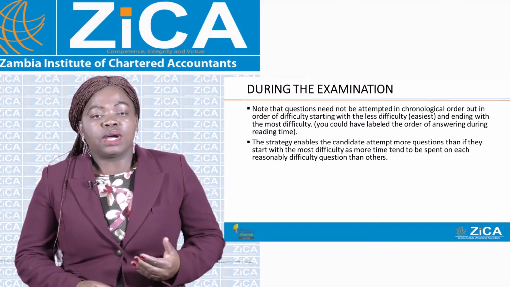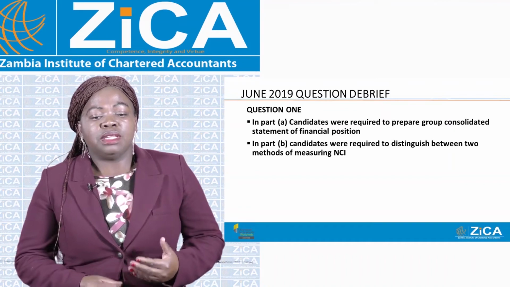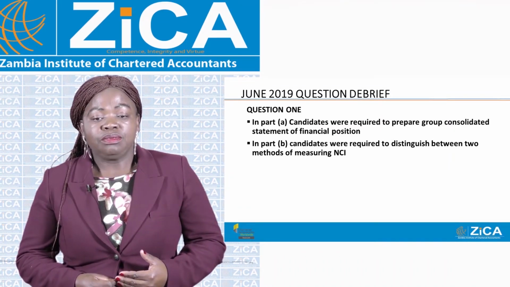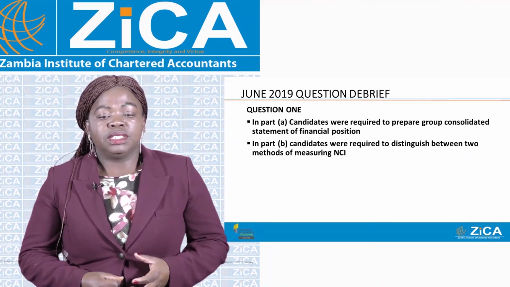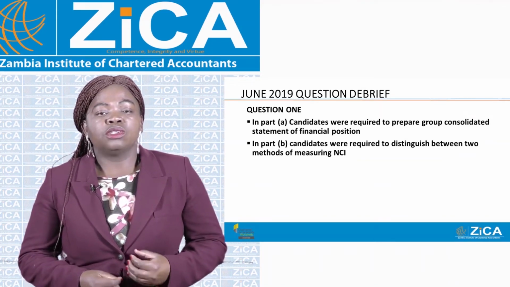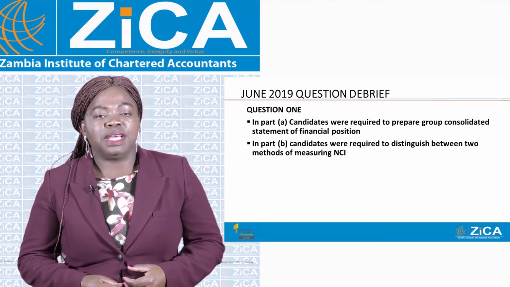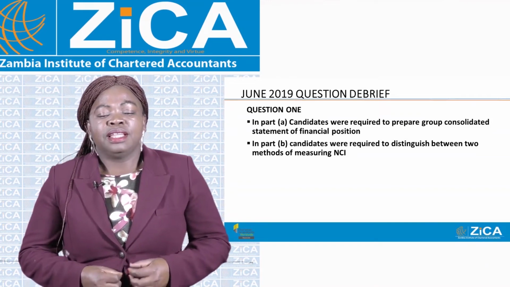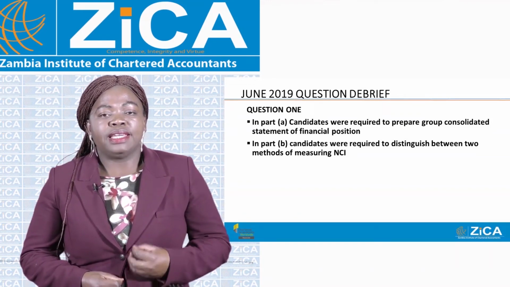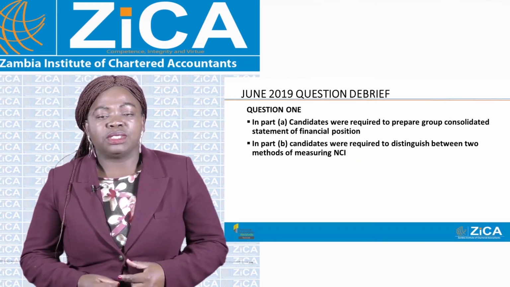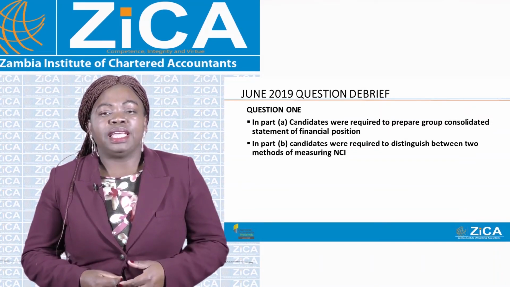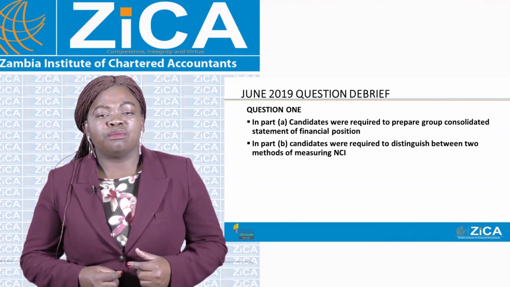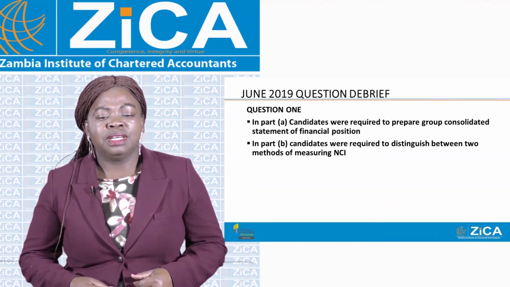I want to also look at some of the questions that came in the June 2019 exam. For instance, question 1 required you to prepare consolidated financial statements. That was part A. Then part B wanted you to identify alternative methods for measuring NCI and to explain those different methods of measuring NCI.